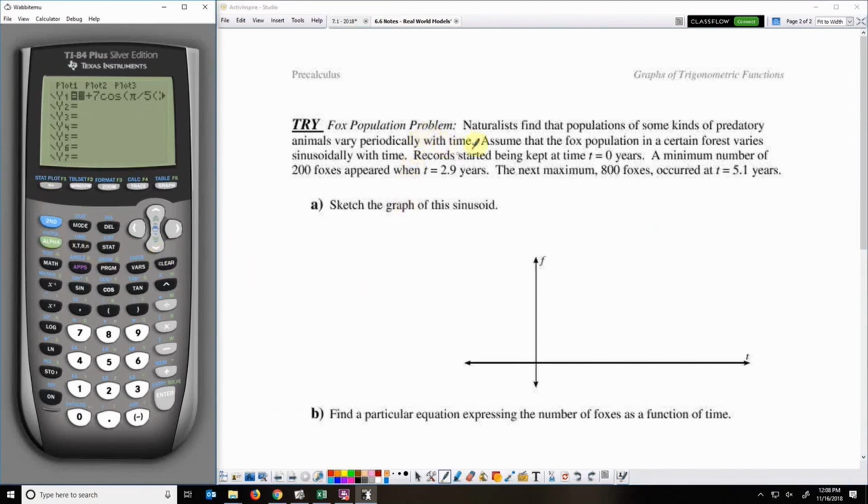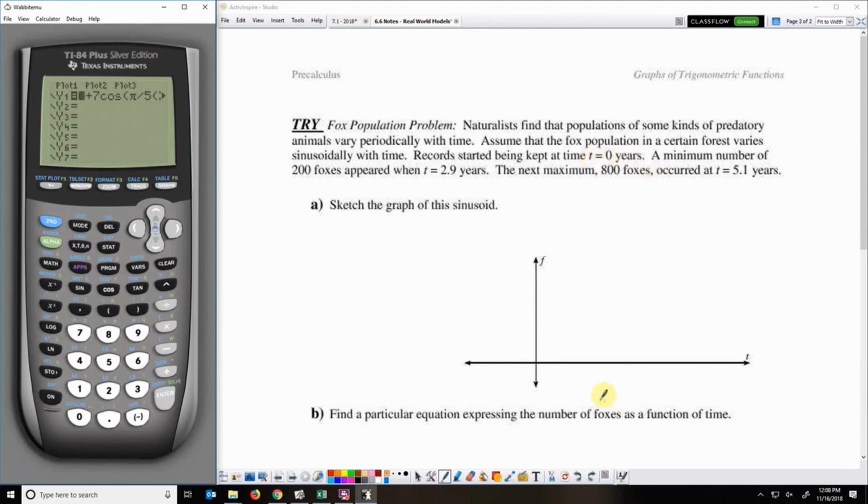A fox population problem. Naturalists find that the population of some kinds of predatory animals vary periodically with time. Assume that the fox population in a certain forest varies sinusoidally, probably rises when there's more prey and goes down when there's less prey, when they've eaten it all, and then they move on. Records started being kept at a time of 0 years. So whenever they started keeping records, we're calling that 0 years.